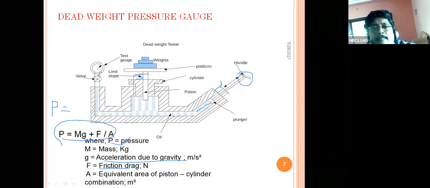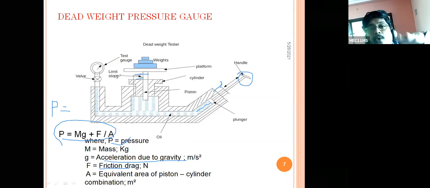Same procedure: weights are added on the platform, thereby the piston drops down. And similarly, with the help of this handle, we have to push the oil, thereby pressure is created inside the oil, and the piston floats between the limit stops. We have to stop there.